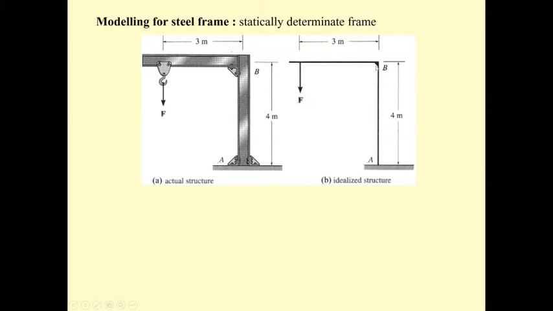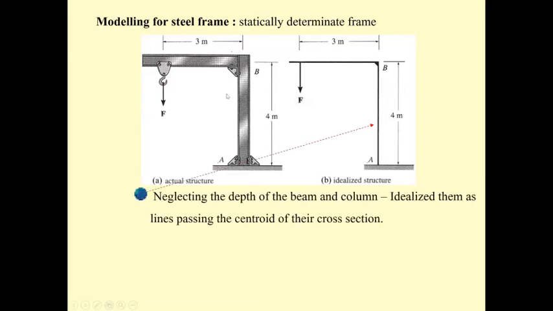And if you model point B as a rigid joint, you also need to make the construction a rigid joint. And by modeling this, most of the time we don't care about the depth of the beam and the column. We only use the line passing through the centroid of the cross section as our model. And also the force, mostly for the point load, we don't care about this. We just put the force as just a line load.